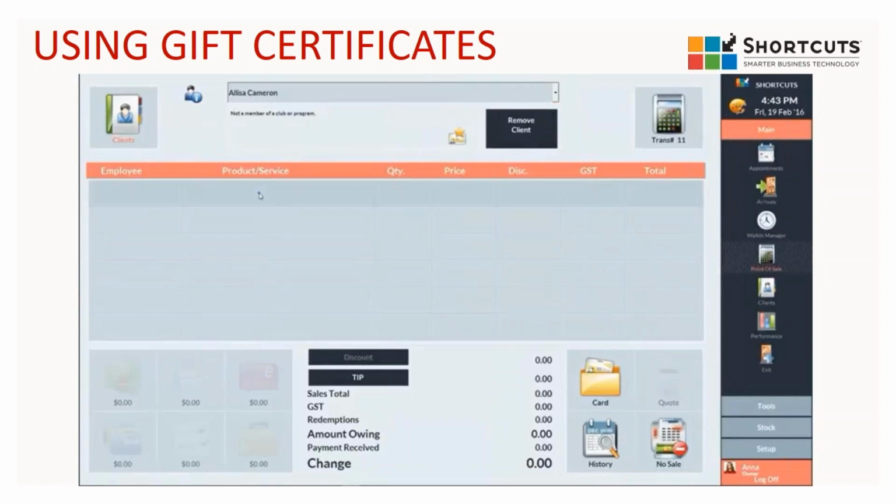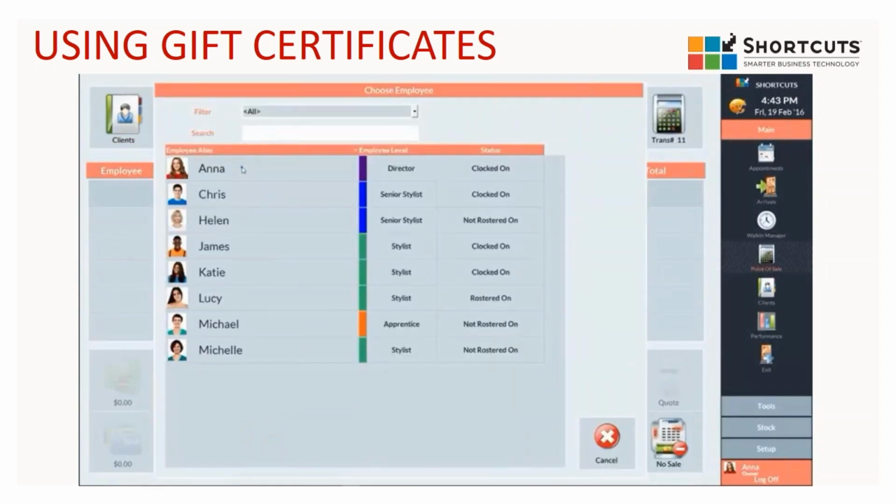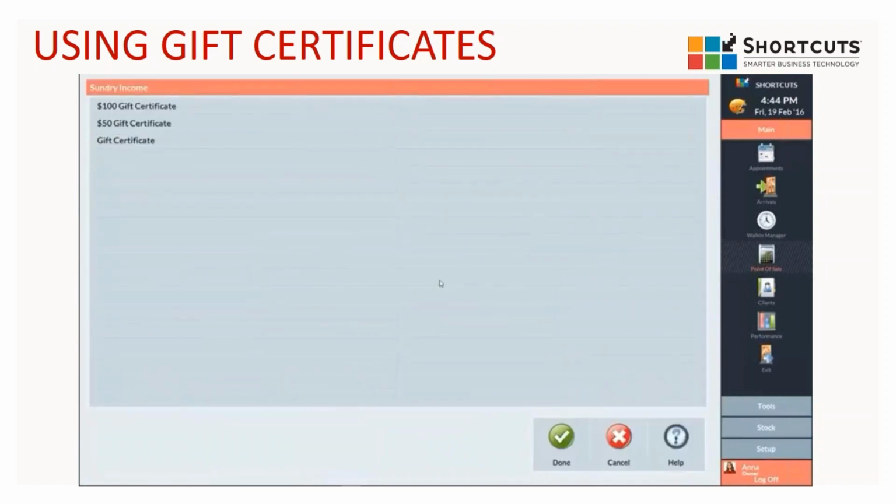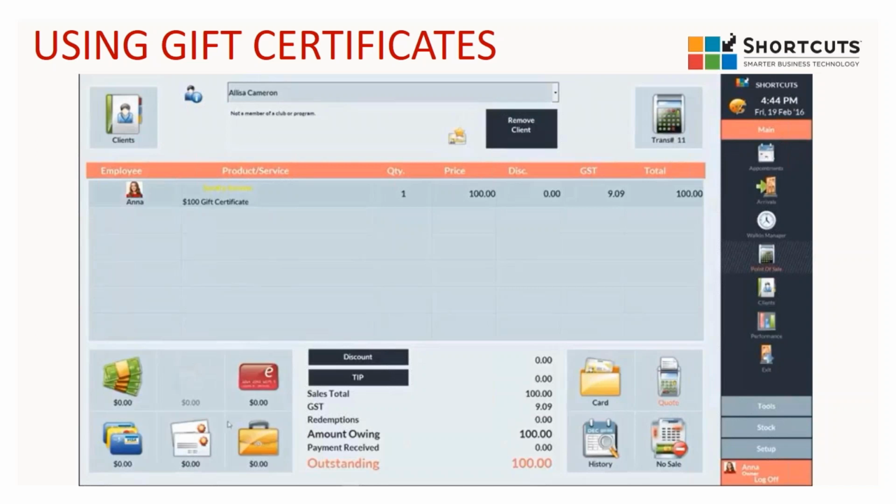So in the point of sale, we'll bring in our customer, and we'll give Anna credit for doing this sale. On our screen, we're going to select Sundry, and we're going to select our $100 gift certificate.